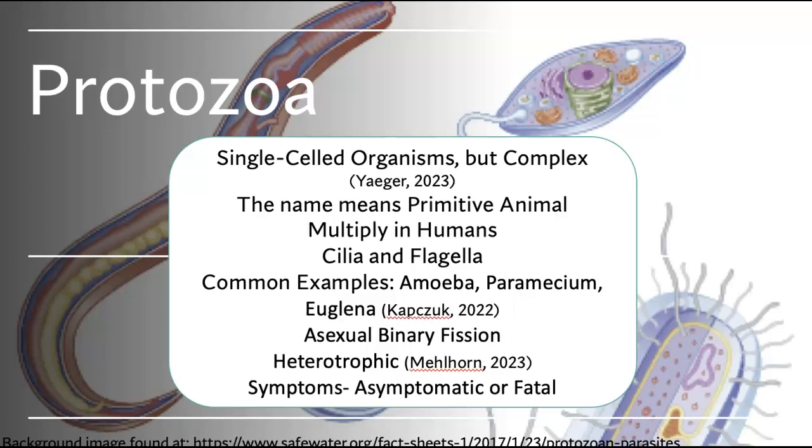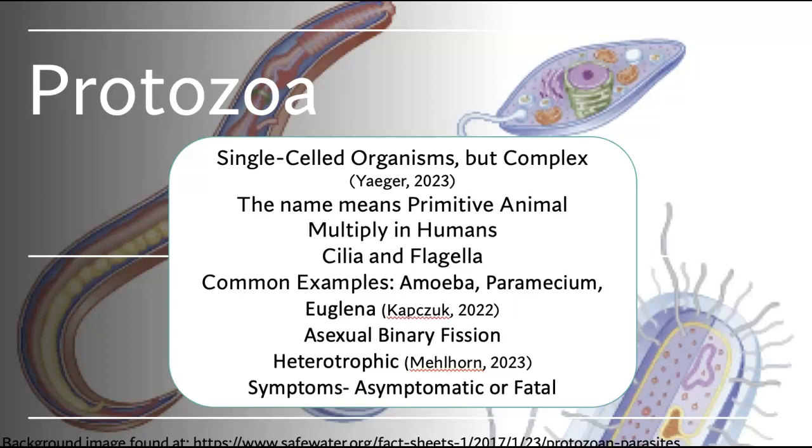And protozoa move by cilia and flagella, so locomotion. They're kind of too small to move in other ways. They don't have arms and legs, so they have adaptive cilia and flagella. And then common examples are amoeba, paramecium, and euglena, which you may have heard of.